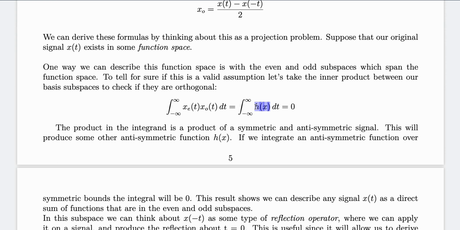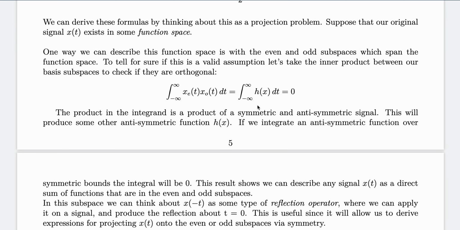The implication of this is that when we integrate an anti-symmetric function over symmetric bounds, in other words, if we integrate some function h, which is odd, from negative a to a, that's going to be 0. You can think about that as being the area under some curve where the area cancels out from negative infinity to 0 and then 0 to infinity. They have the same area but opposite signs, so they're guaranteed to be 0. Cool. What does this tell us? This tells us that x of e and x of o do form some function space where x of t can live.